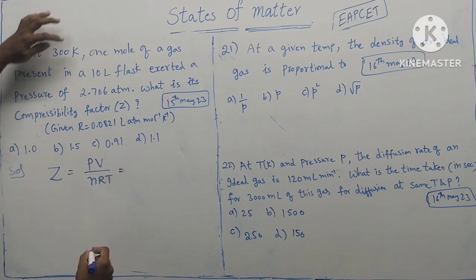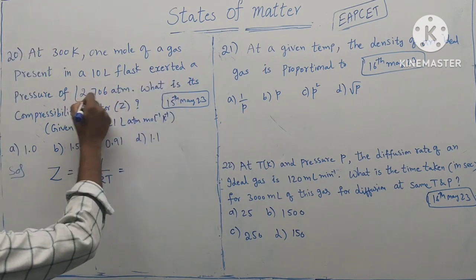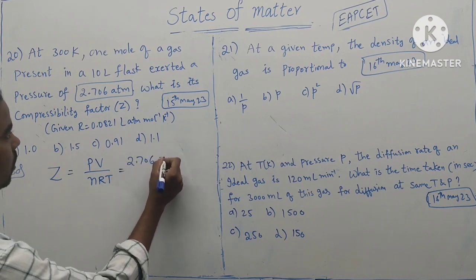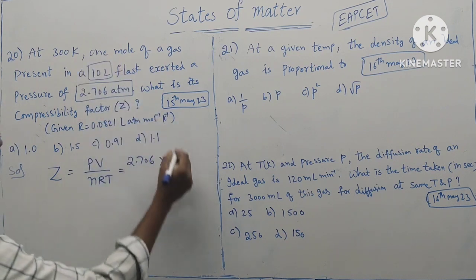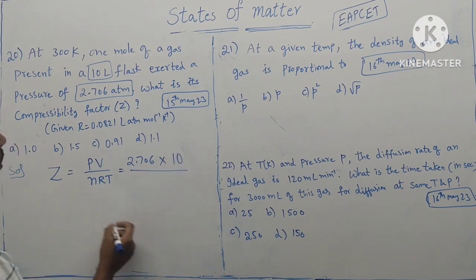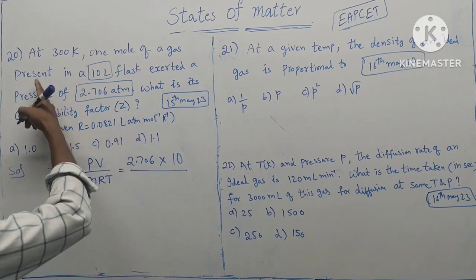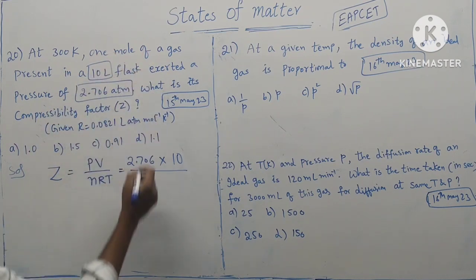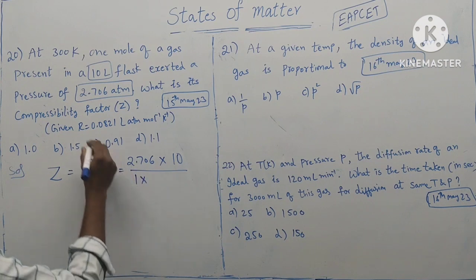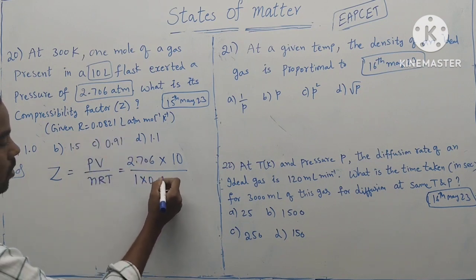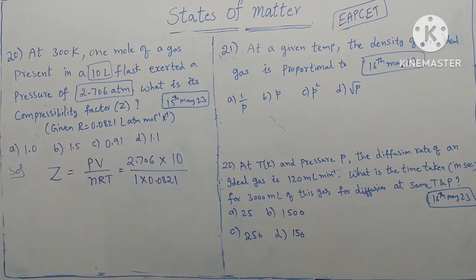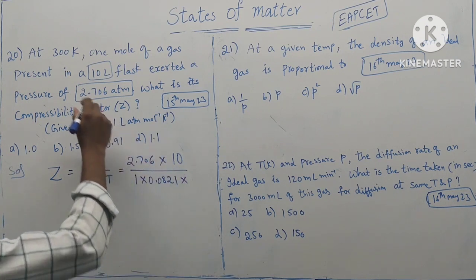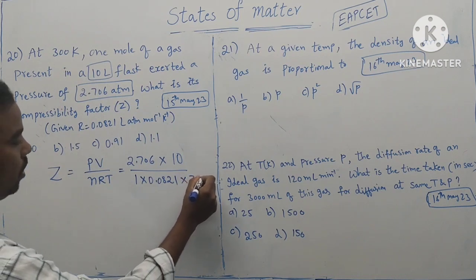So what is the pressure value? Here the pressure is 2.706 atmospheres. So 2.706 into, what is the volume? Volume is 10 liters, so into 10 by n. How many moles? 1 mole of gas, so n value is 1. R value is already given, 0.0821 liter atmospheres Kelvin inverse mole inverse. So next into temperature. What is the temperature? 300 kelvins, so into 300.